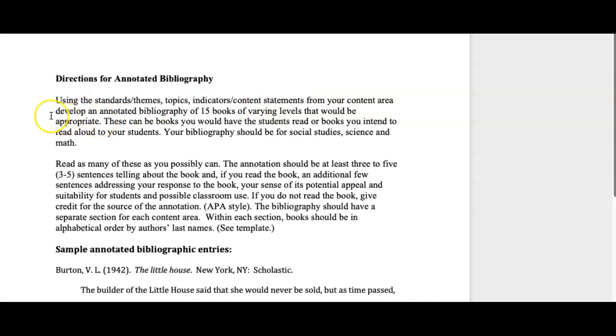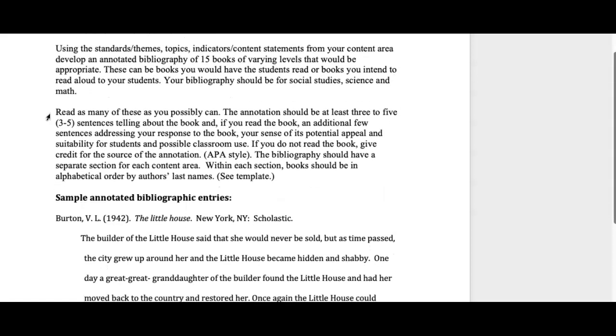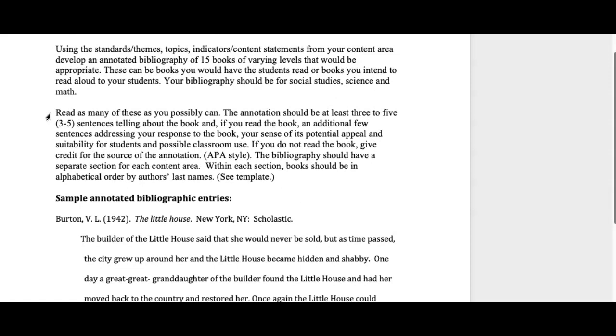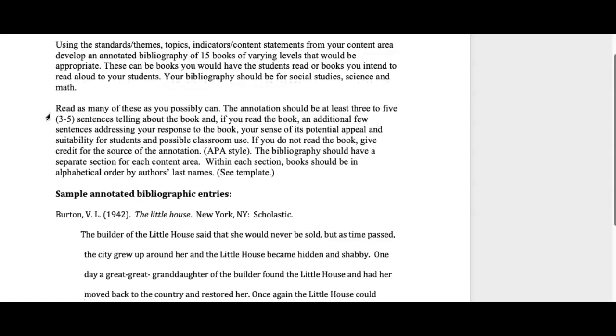These can be books that you would have the students read or books that you intend to read to the students. Your bibliography should be for social studies, science, and math. 5 books for social studies, 5 books for science, 5 books for math. Read as many of these as you possibly can.